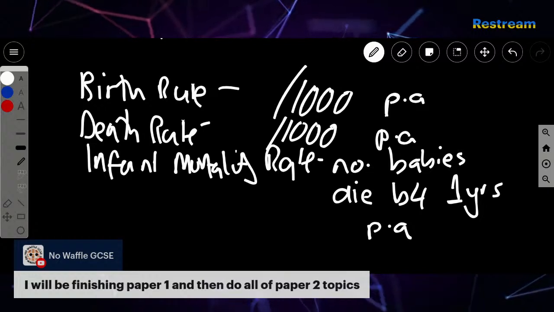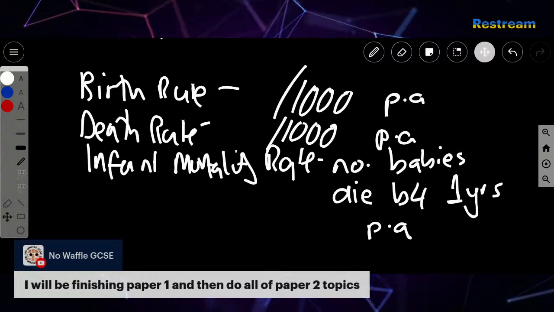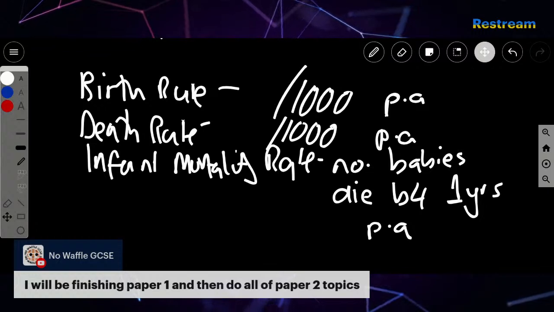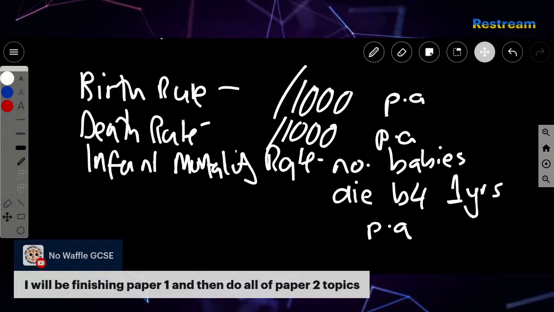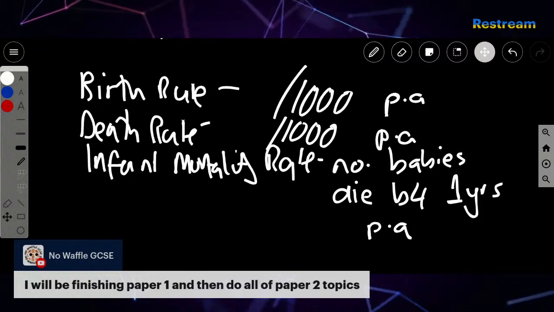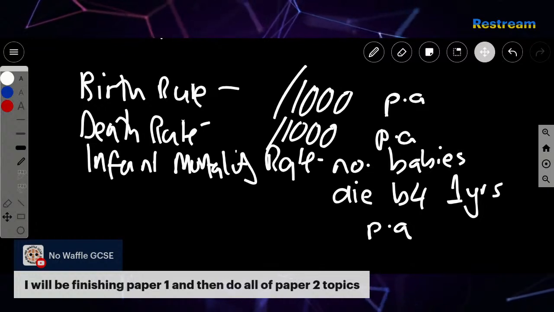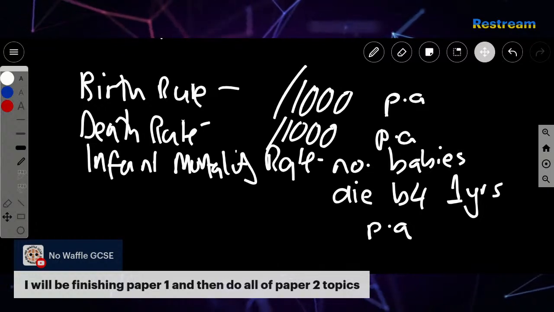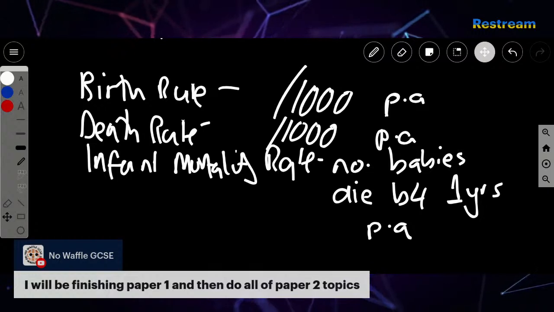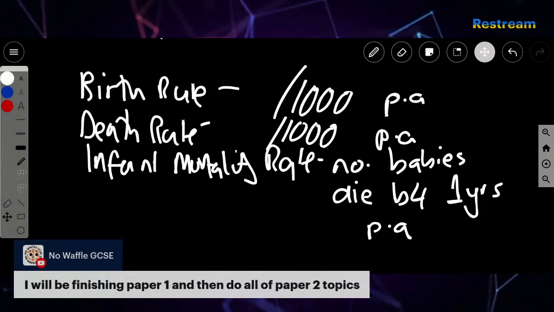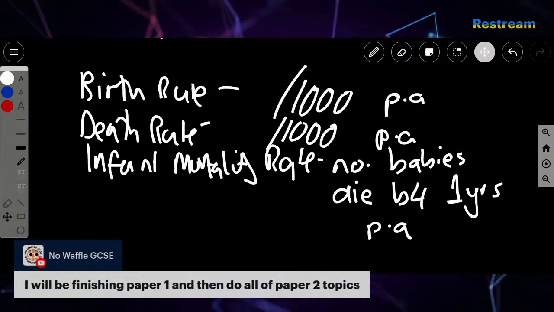Now we have just a few more metrics such as literacy rate, which is the percentage of adults who can read and write, the access to safe water, the percentage of people who can get clean water, and the life expectancy, which is the average age a person can expect to live to.